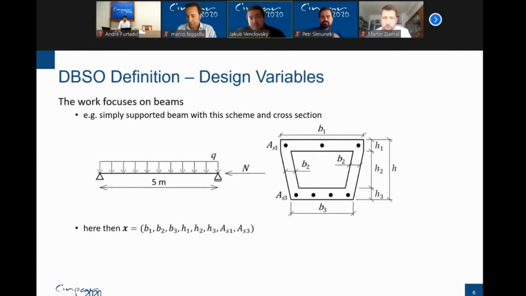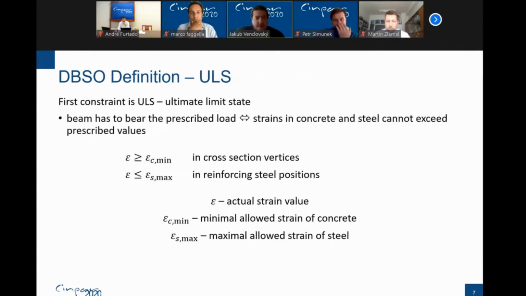The design variables: my work focuses on beams. So as you can see, this is an example of a beam on which my algorithm can be used. It's a 5-meter long beam loaded with normal force and distributed load, and its cross-section is defined by 8 variables: 3 widths, B1, B2, B3, 3 heights, H1, H2, H3, and 2 areas of reinforcing steel, S1 and S3. We will use this example later.